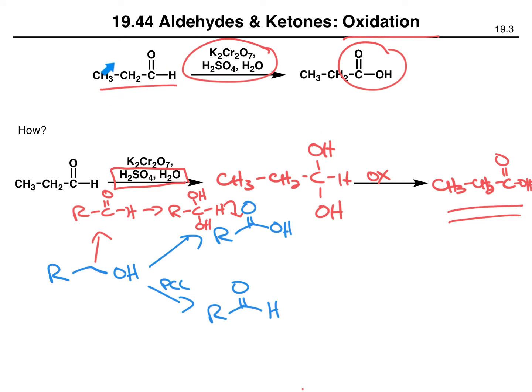But if you're starting with an aldehyde, then chromic acid can be used to oxidize it up to the carboxylic acid. Ketones are not oxidized by chromic acid, so aldehydes can be oxidized by chromic acid to give the carboxylic acid. For ketones, treatment with potassium dichromate, sulfuric acid, and water is going to give you essentially no reaction because the ketones cannot be oxidized.